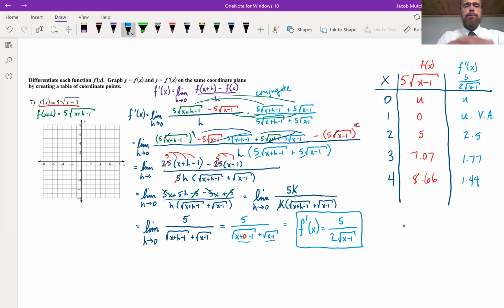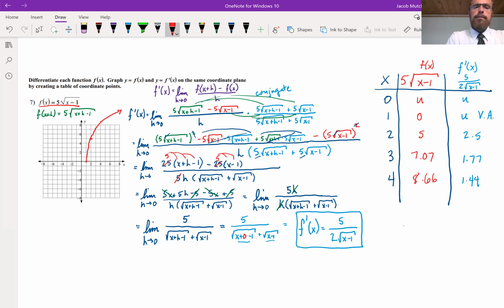So now we're ready to graph. And we'll place this over here on the coordinate plane. So 0 is at positive 1. That's 1, 0. 2, 5. 3, 7.07. And 4, 8.66. So that's off my graph, but we can sketch it in nonetheless.